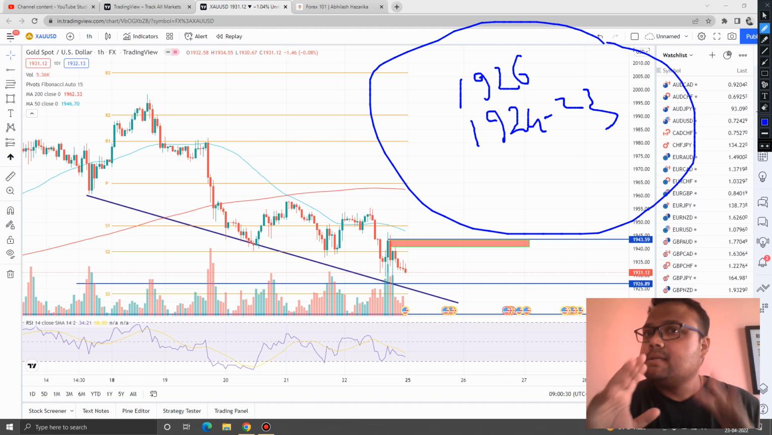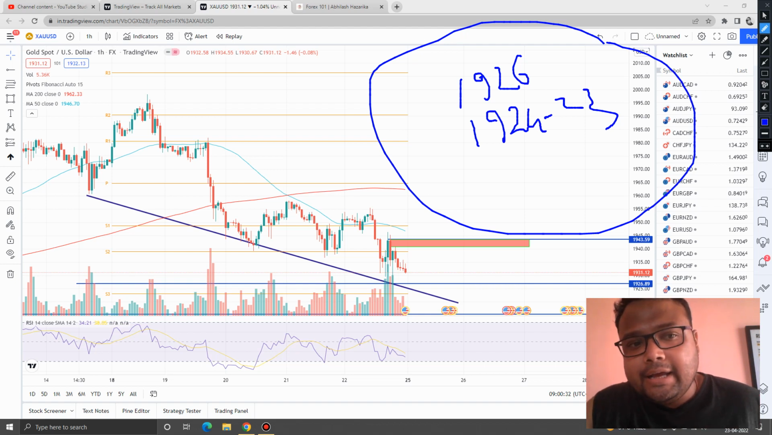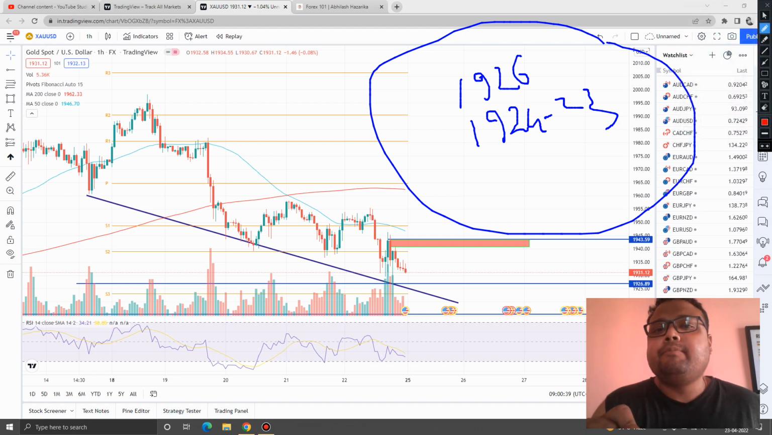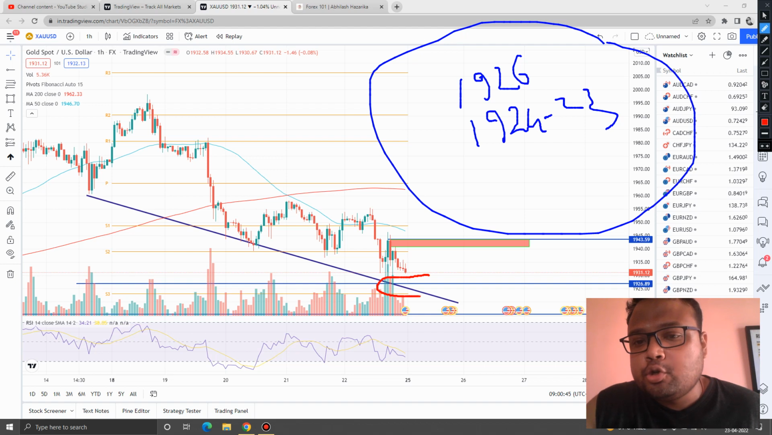1926 is a minor support. But you can see that I have also drawn a trend line here. Trend line is a dynamic support of the market. So if in your charting platform, if you love to trade on gold, if possible, try to draw this trend line, because this is a support zone for the market. Are you getting my point?